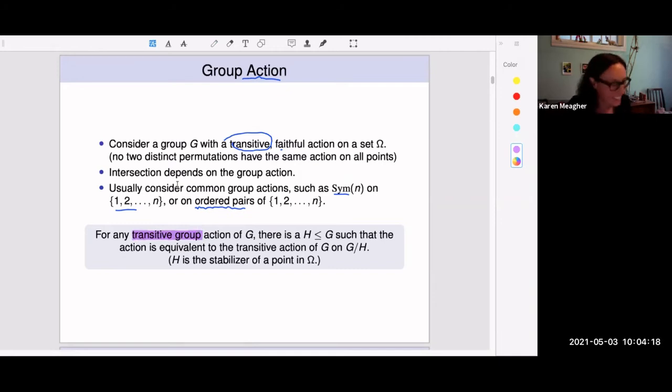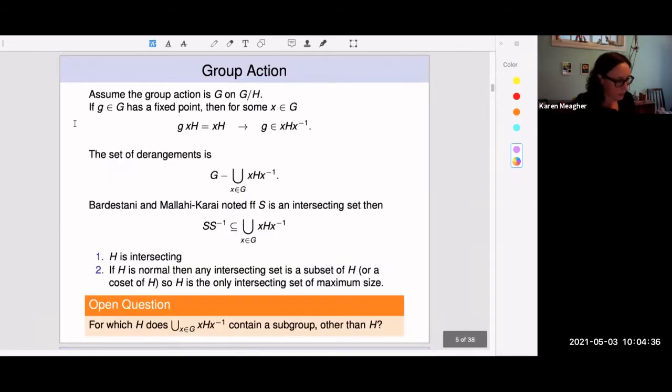Oh, purple highlighter. Okay, anytime you have a group action, you can find a subgroup so that the action is equivalent to the action on the cosets. So most normal people think about these natural actions, but mathematicians will generalize it so that you have a group acting on cosets. Okay, so if I've got a group acting on cosets, if an element of my group has a fixed point, it keeps a coset in place. And you can only get that if your element is conjugate to something in your subgroup H.